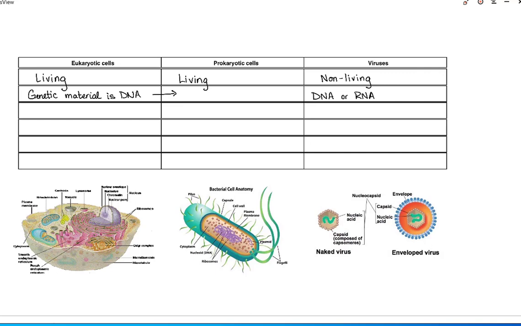Okay, when we take a look at the size, we know that eukaryotic cells are going to be the largest. Now remember, these are all going to be microscopic, but eukaryotic cells will be the largest. I'll go ahead and put largest cells. Prokaryotic cells are much, much smaller. In lab, you'll get a real good look at just how small they are. And viruses are even smaller, so small that we are not able to see them with a light microscope.